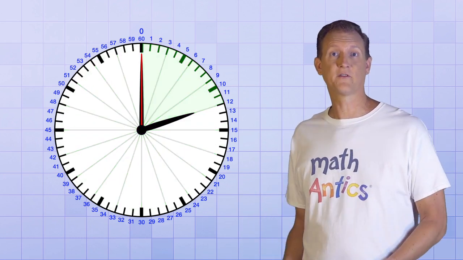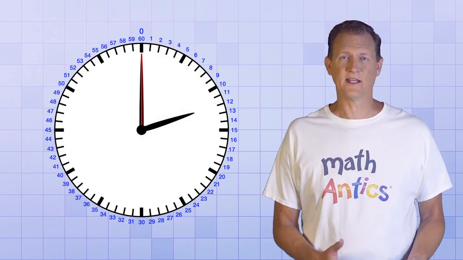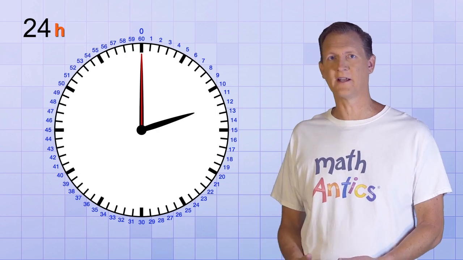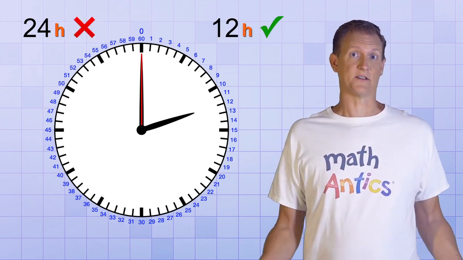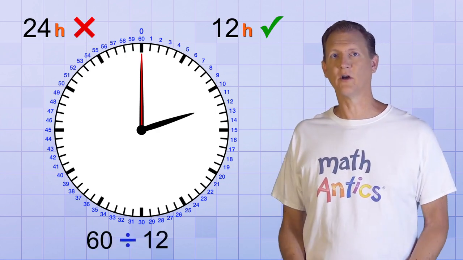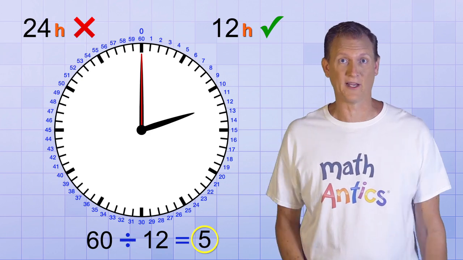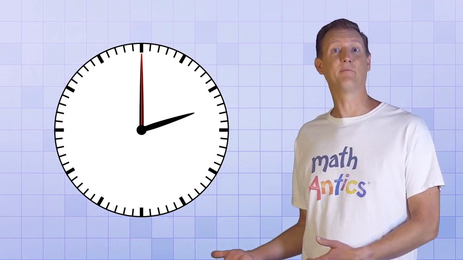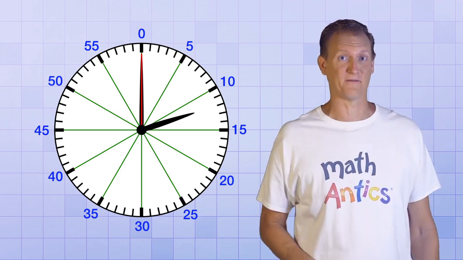Fortunately, the inventors of the clock came up with a clever compromise. They realized that even though 24 hours doesn't divide evenly into 60, half of a day, which is 12 hours, does. 60 divided by 12 equals 5, and 5 is a nice whole number to skip count by. In fact, we already have bigger marks on our clock face every 5 marks, which makes this idea really convenient.